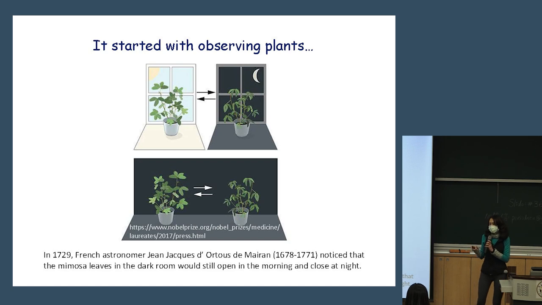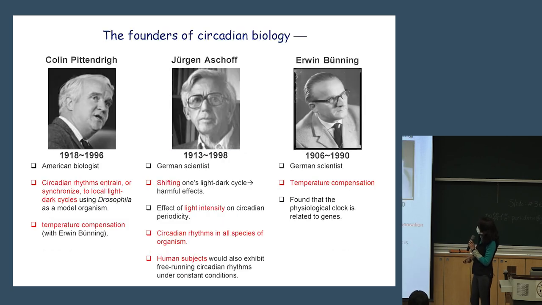So at the time he said, well, the plant somehow has a mechanism to understand or to sense the light from the outside. All the way until these three gentlemen, Colin Pettengill, Eugene Aschoff, and Erwin Benning, they really established the circadian biology. They use Drosophila, 那个果蝇, as a model, okay? And they found some important fundamental concepts and principles of the circadian clock.